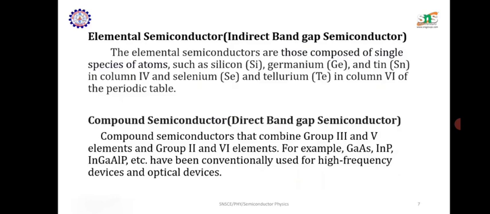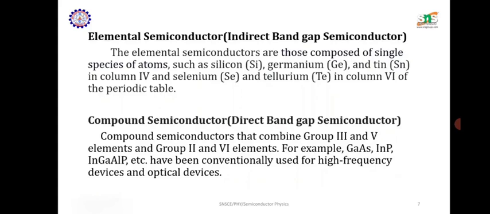Next we see the definition of elemental or indirect band gap semiconductors. They are composed of a single species of atom, such as silicon, germanium and tin. Usually they are taken from column 4 or column 6 of the periodic table. Fourth column elements are silicon, germanium and tin, and sixth column elements are selenium and tellurium.